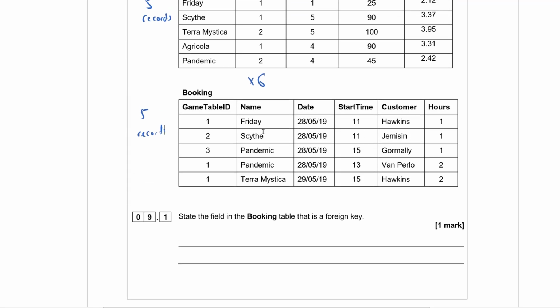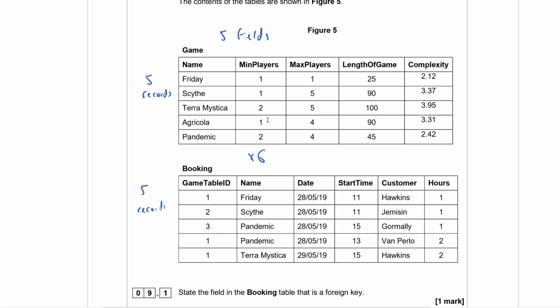We need to first of all state the field in the booking table that is a foreign key. So a foreign key links up two tables together. That's why it's a relational database. A relational one links up two tables. So a foreign key is a primary key of another table.